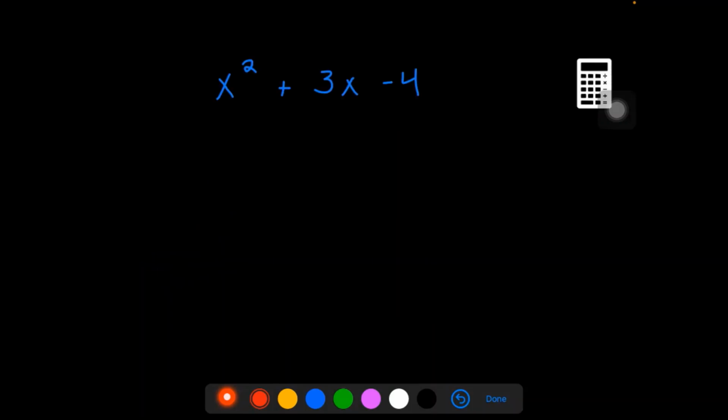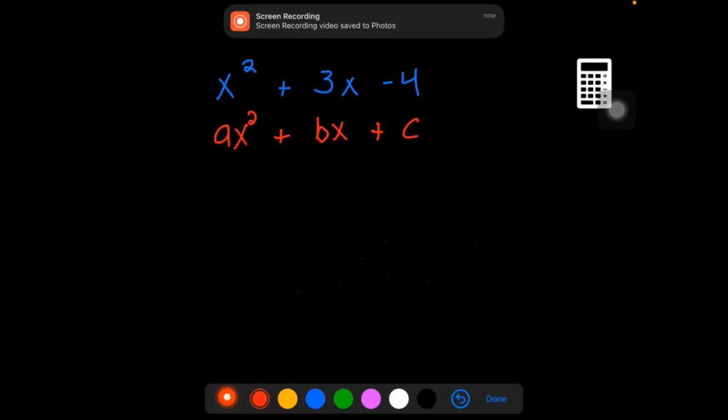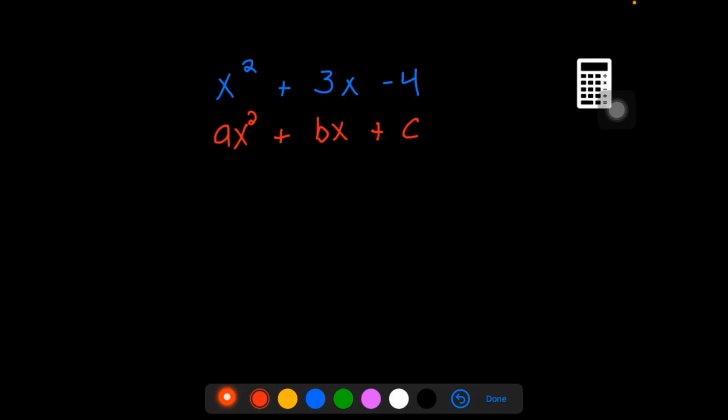Here we have a quadratic, x squared plus 3x minus 4. We're going to use the quadratic formula and the standard form of a quadratic equation to solve for the x's in this problem. The standard form of a quadratic is ax squared plus bx plus c. That's a lot of letters. Well, guess what? It's still easy.